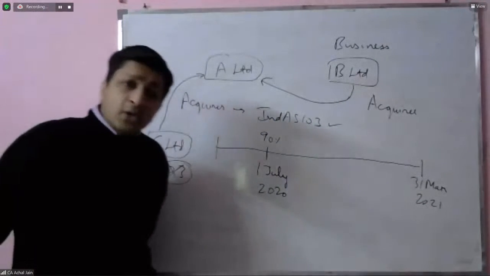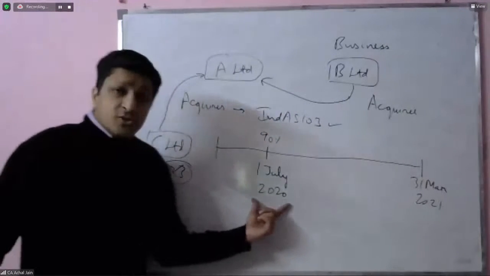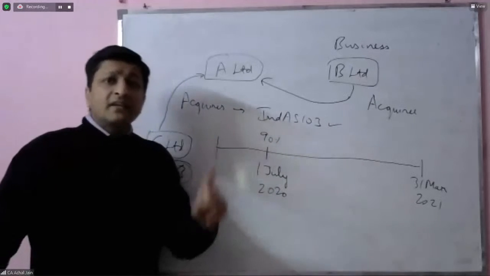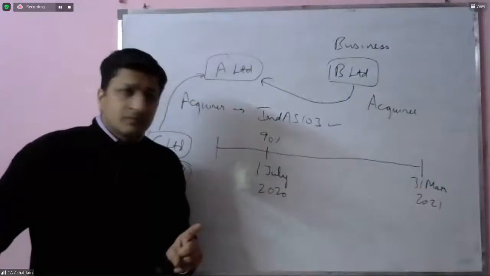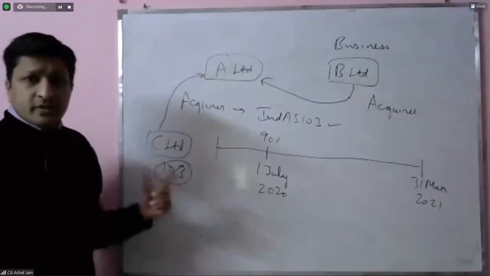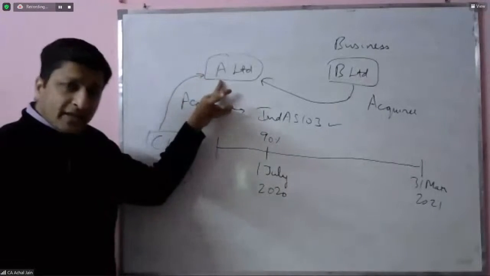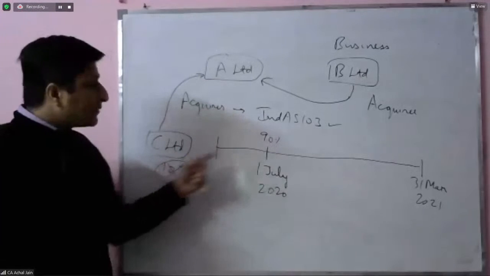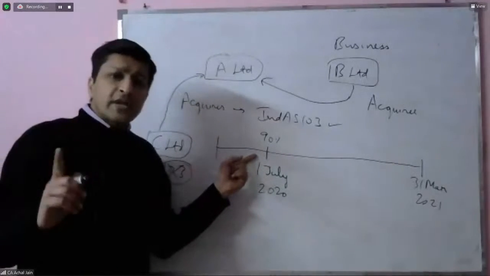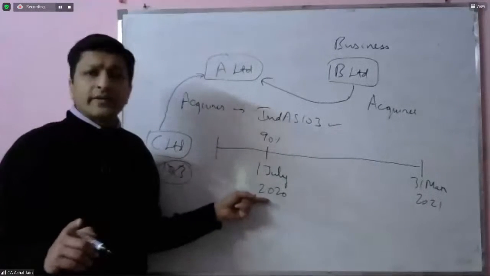Now, because 1st July is the date when control is acquired. We are assuming control is acquired for the time being, correct? So control is acquired by A Limited in respect of business of C Limited on 1st July 2020.